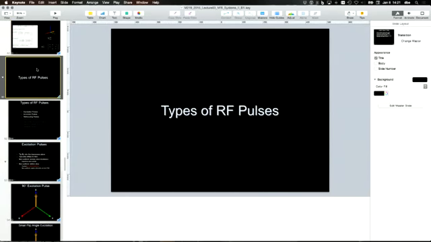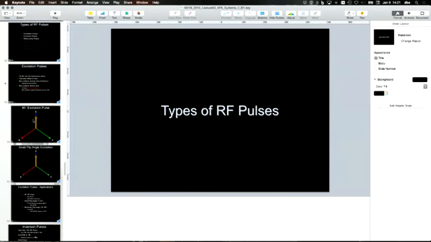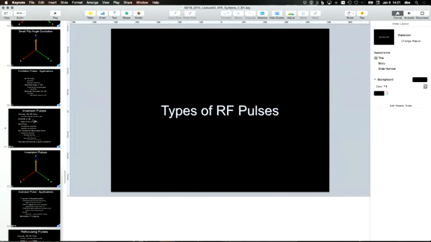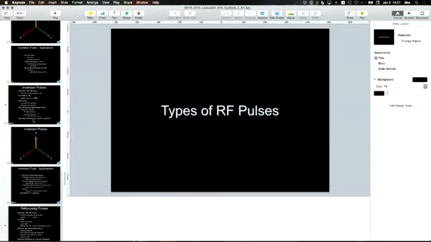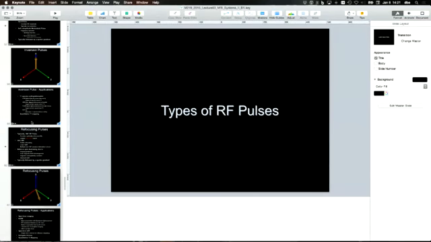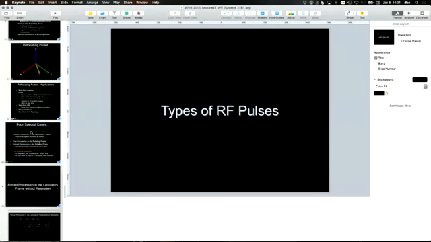Okay, so there's this section on types of RF pulses. I'm watching the clock here a little bit. I'm going to skip past this. It's easily read, nothing terribly exciting, and we'll come back to some of these concepts as we actually need them for some of the pulse sequences later.